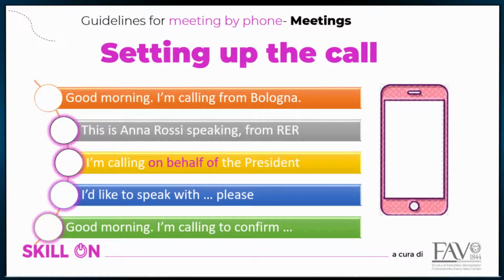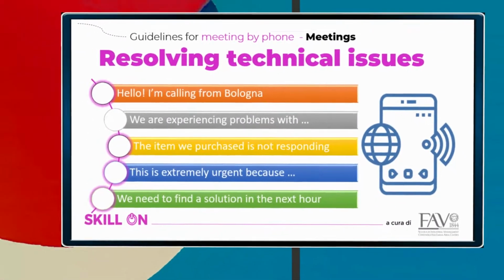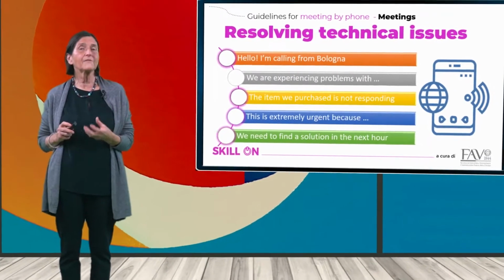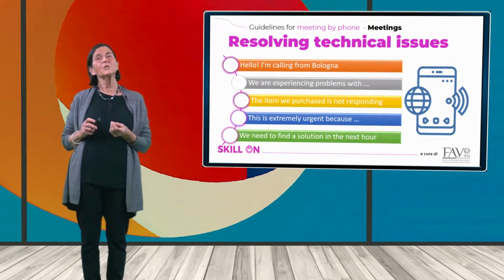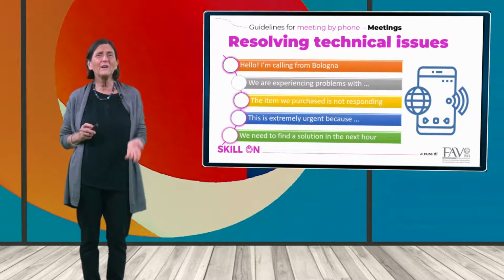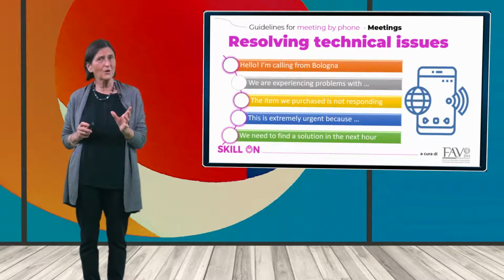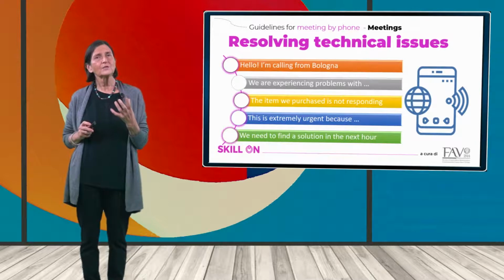Next, let's move on, and we're going to look at resolving technical issues, because on some occasions there are some emergencies where it's necessary to contact either your suppliers or technical assistance by phone if there is an emergency. Here are some expressions that you can use. If it's super urgent, you can forget the good morning and just say immediately hello. I'm calling from Bologna, giving the context, and then describing the problem.